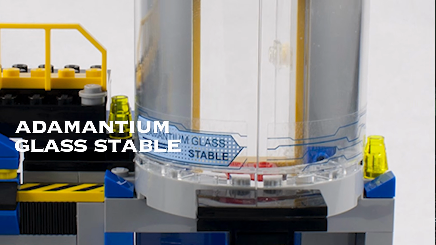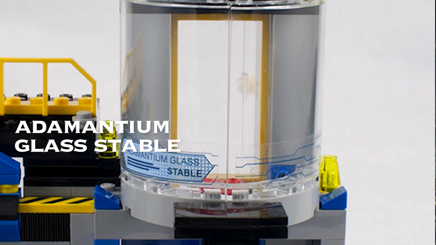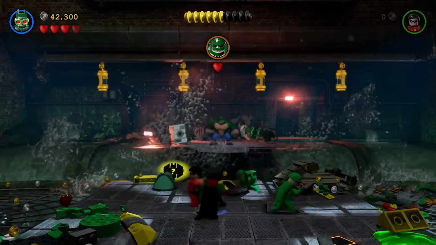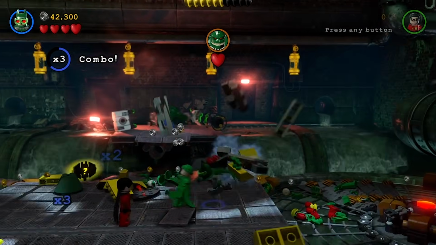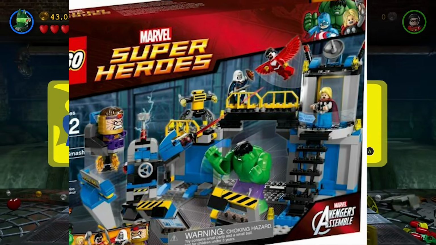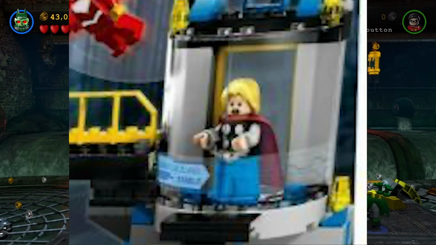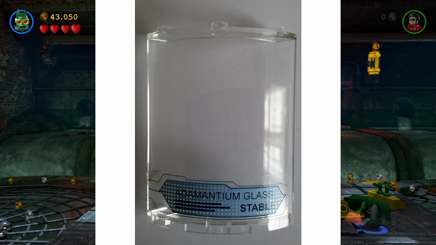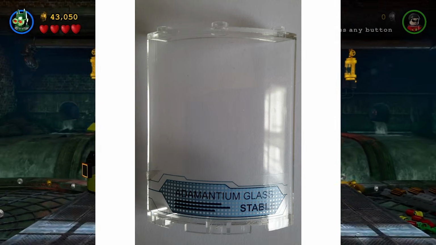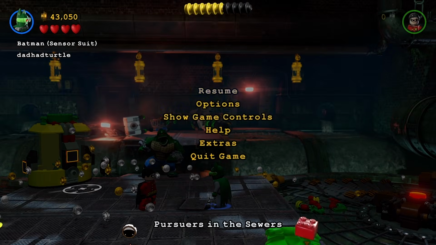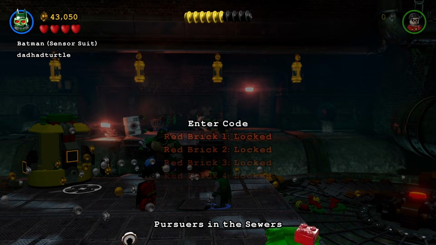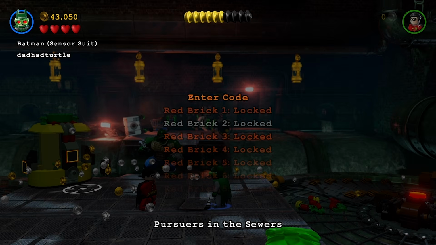Adamantium Glass Stable. This refers to a sticker on a window piece in the 2014 Hulk Labs Smash set. As you can see, Thor is handcuffed and in this cell, and adamantium is this fictional metal alloy from Marvel. Like Wolverine's claws and skeleton are coated in this stuff. So kind of weird that the set has adamantium glass when this is a kind of metal.